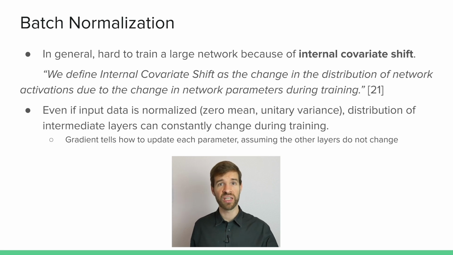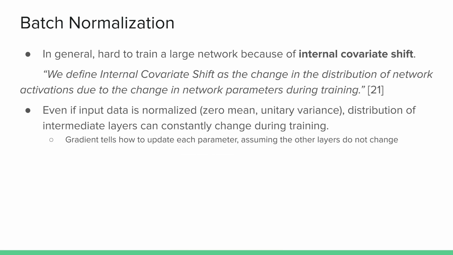So what happens is that in one layer we perform a certain operation and that output follows now a certain distribution. If we now train on a different sample, that distribution that is being produced is different. So even if your input data is normalized, we have zero mean and unit variance, the distribution of these intermediate layers is constantly changing back and forth. And the gradient tells us how to update each individual parameter. But the underlying assumption is that all of the other layers that we computed our gradient for do not change, because we're just computing the partial derivatives with respect to just one parameter. So this constant shift in our network can become a serious issue.